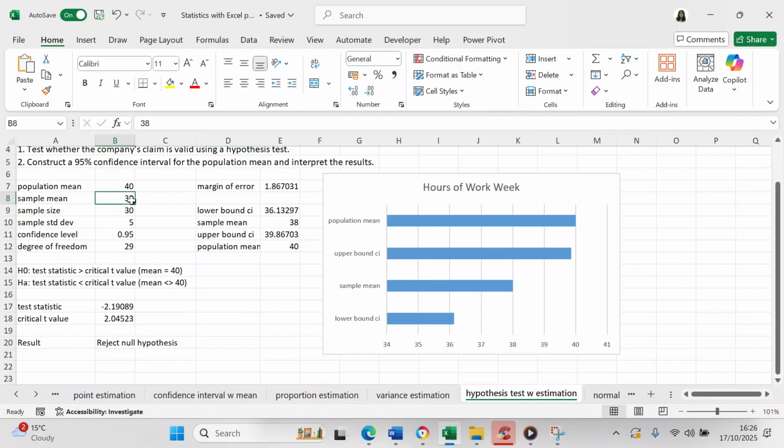But let's just change this here, 39, see what happens. So with the 39, you're still going to reject your null hypothesis. So let's make it 40.